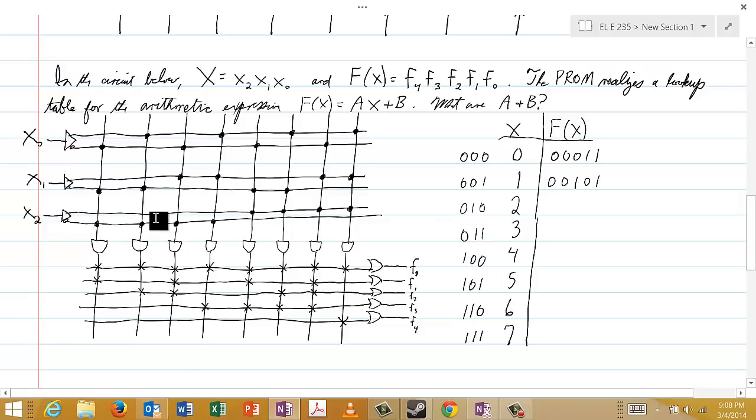0, 1, 0. So 0 prime will be 1, and then 1 and 0 prime. So the next time we'll get the third line. And you can see in that case, F4 and F3 are 0, but F2, F1, and F0 are 1. So we have 0, 0, 1, 1, 1. And if we continue to go through this, the next one will be, looking here, when we have an input 0, 1, 1, then in that case, this line will have a value of 1. So we have 0 for F4, 1 for F3, 0 for F2, 0 for F1, and 1 for F0.